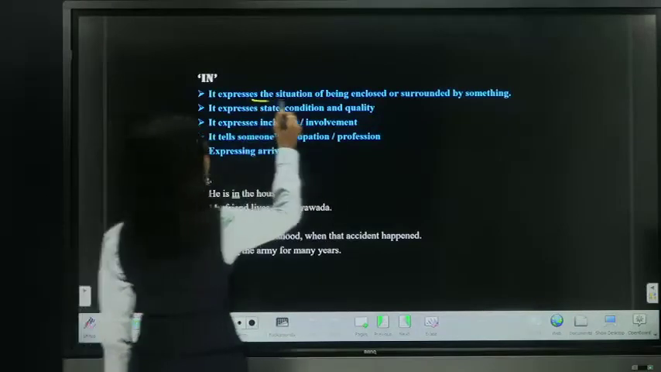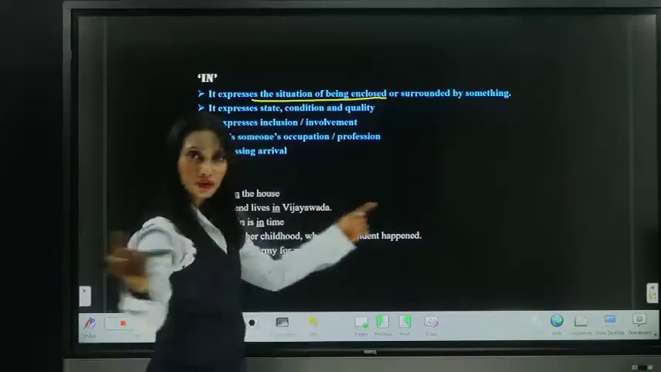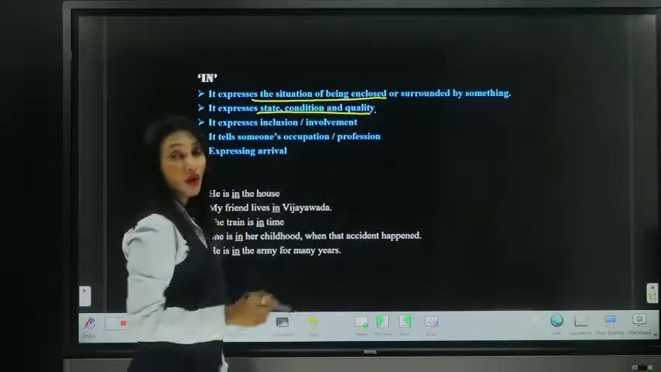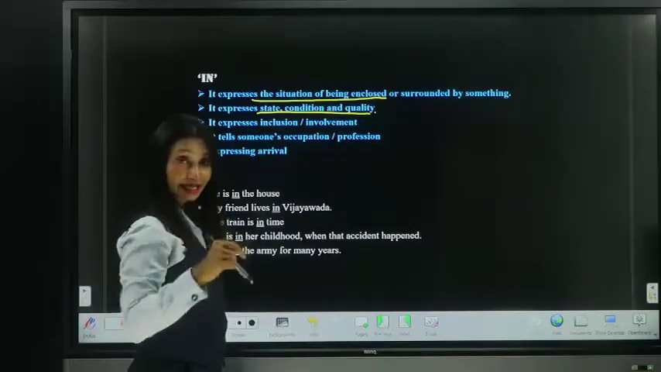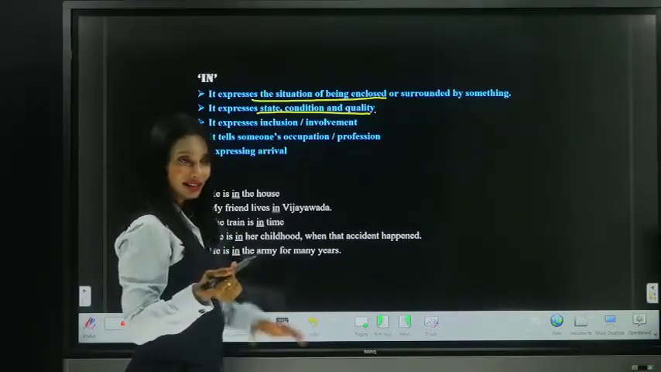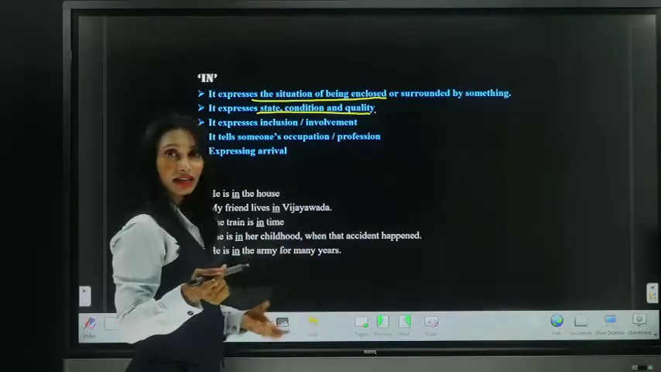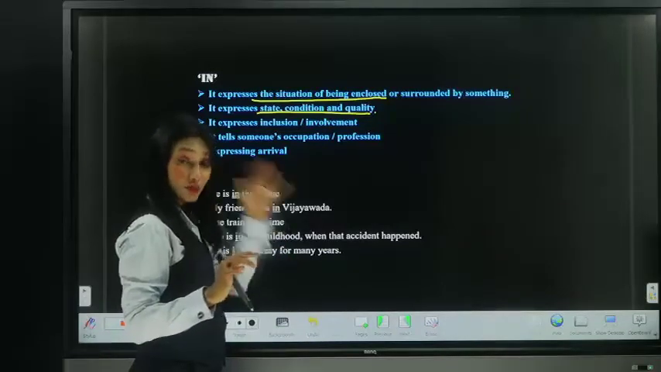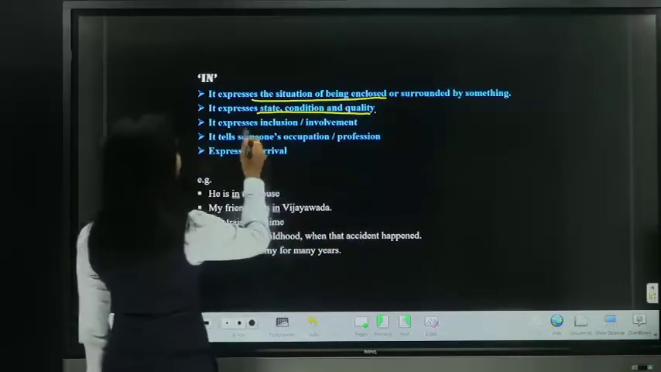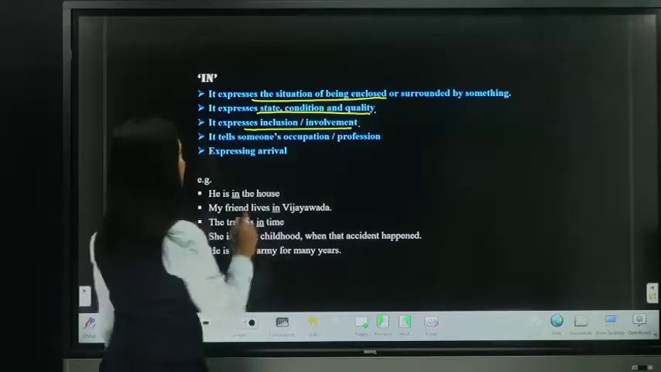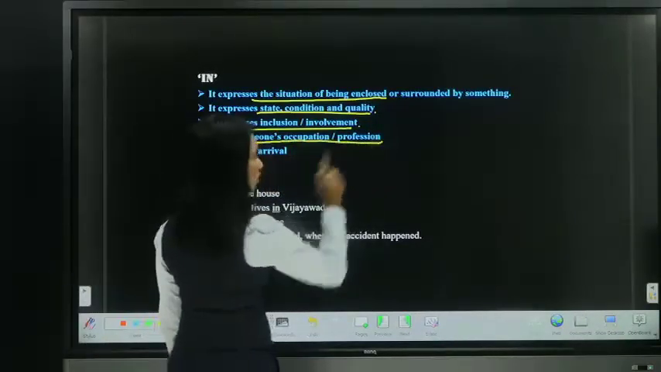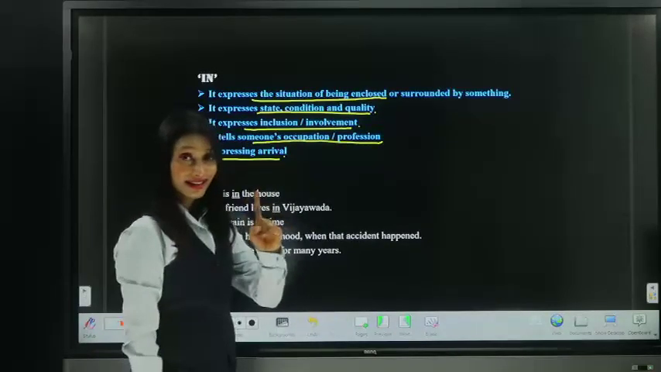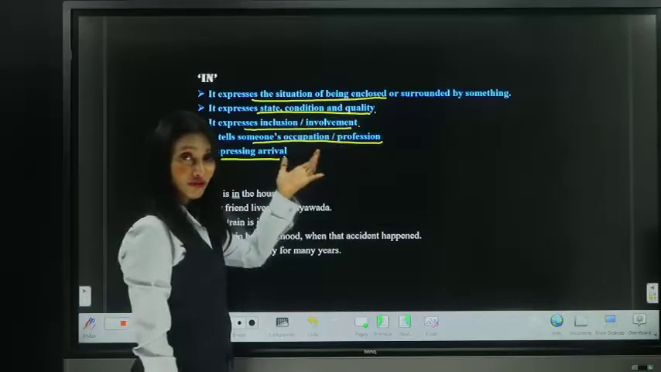It expresses a situation of being enclosed or surrounded by something, in the room. It also expresses state, condition and quality. State means not the states like Telangana, Kerala, Karnataka, Andhra Pradesh, not those states. I'm talking about the state of being, the condition. It expresses inclusion or involvement. It tells someone's occupation or profession, and it also expresses arrival. See, the one preposition "in" has different usages, right?